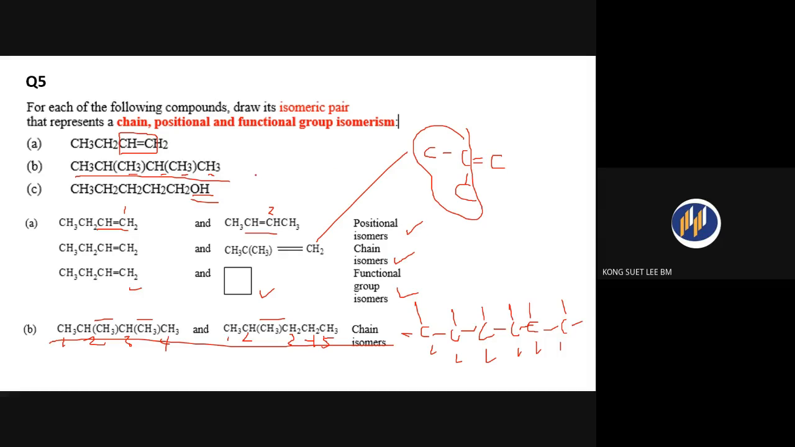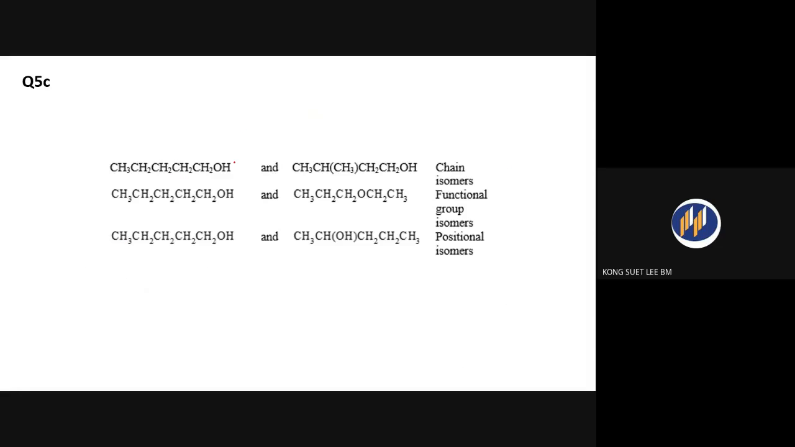Okay, now we proceed for question 5. Just now I wanted to explain, OH. OH is alcohol. Alcohol, you must take note. It has functional group isomer with ether, like question number 4. So this is the chain isomer. You just change the chain. OH is still at the C1, but the chain is changed. There can be more than one answer because we can draw.